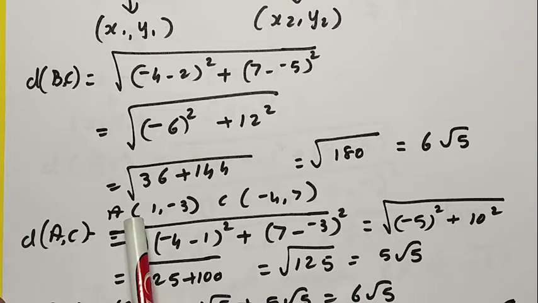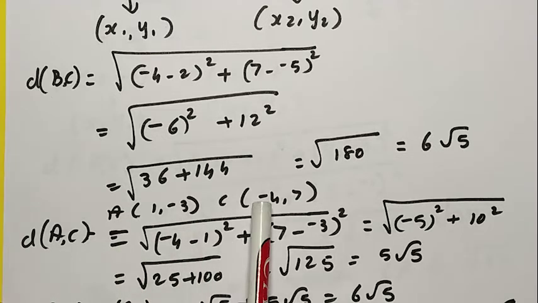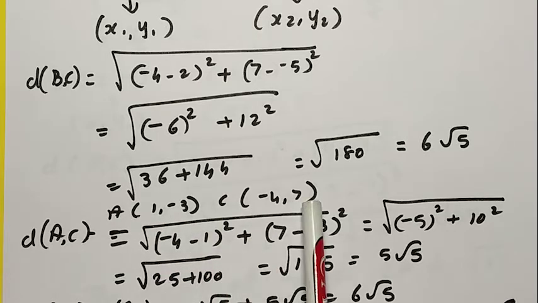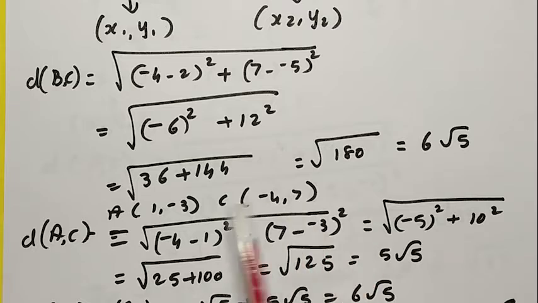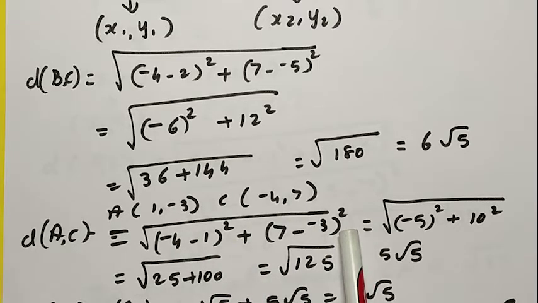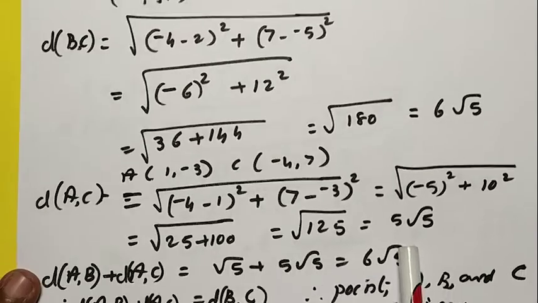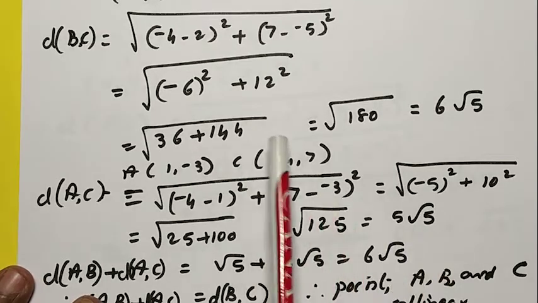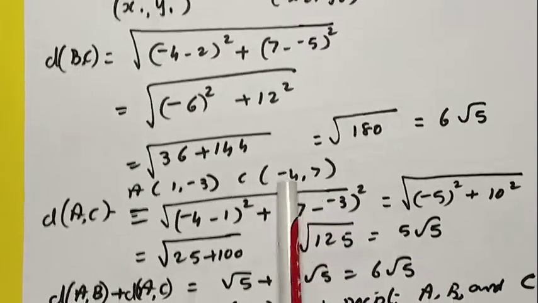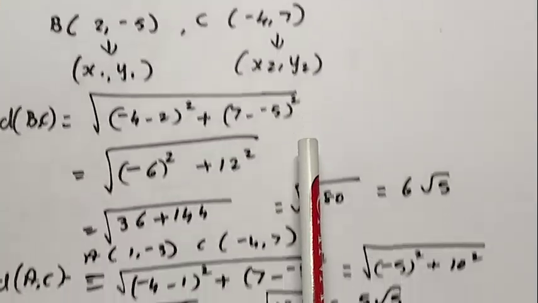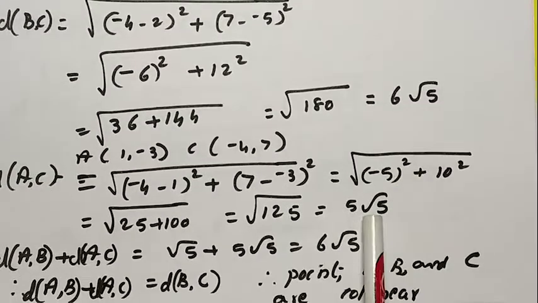Now to find AC, take the coordinates of points A and C. So distance between A and C is again (x1, y1), (x2, y2). Therefore (-4 minus 1) the whole square plus (7 minus minus 3) the whole square, which is equal to (-5) square plus 10 square, which is equal to 25 plus 100, which is equal to square root of 125. That is equal to 5 root 5. Now we have all three values. AB is root 5, BC is 6 root 5 and AC is 5 root 5.